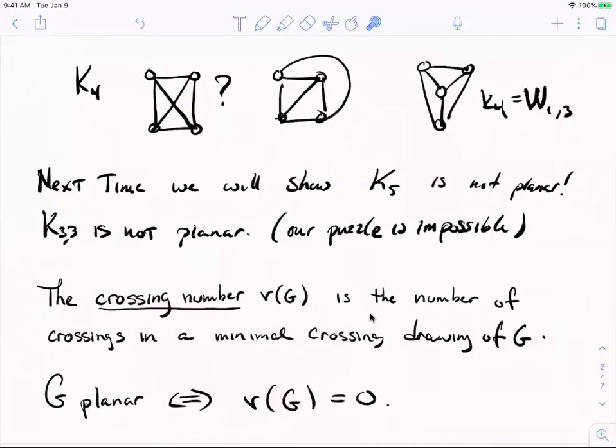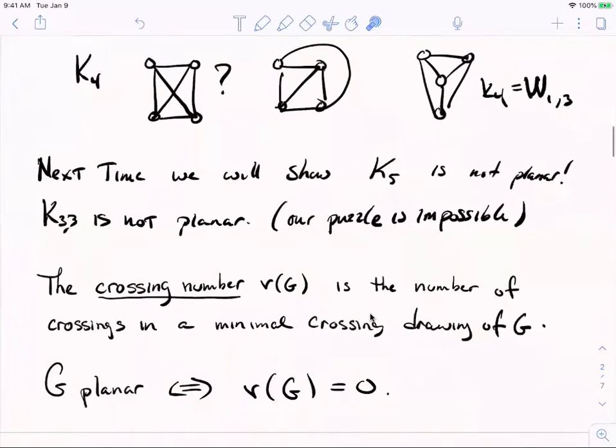This is just some more vocabulary. The crossing number nu of G, that's the Greek letter nu, if you want to say V, it's okay with me, is the number of crossings in a minimal crossing drawing of G. So of all the drawings of G, there's some number of crossings. There has to be some least number because they're bounded below by 0. So whatever that least number of crossings is, we're going to call that the crossing number.